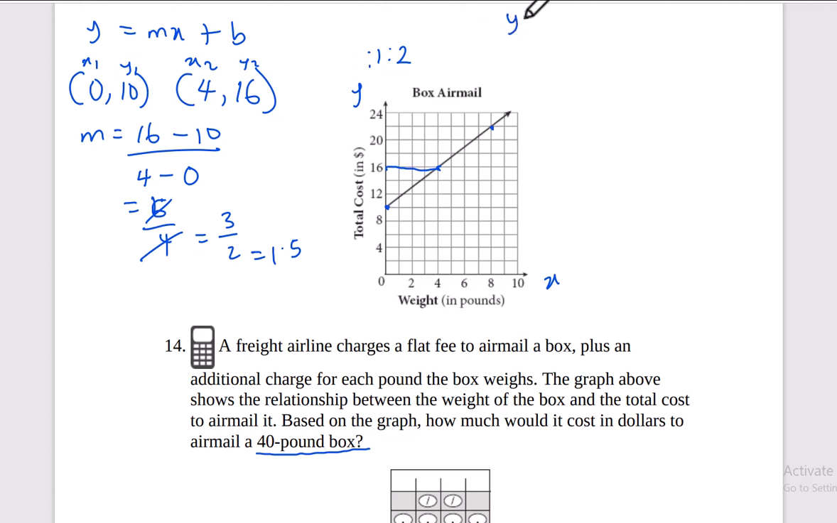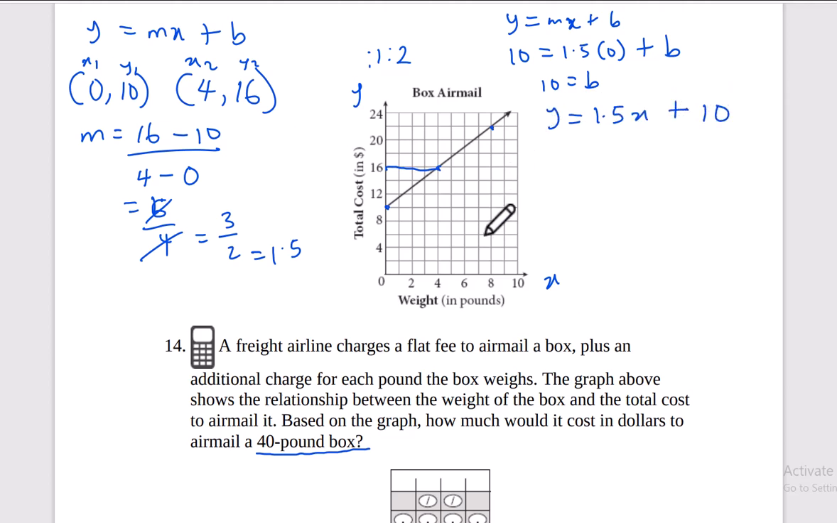So y equals mx plus b. Let's use this point, it's easier to use a small one. So x is 0, y is 10. So 10 equals 1.5 times 0 plus b, which is 0. So b is equal to 10. So let's write our equation. It becomes y equals 1.5, or 3/2, x plus 10.